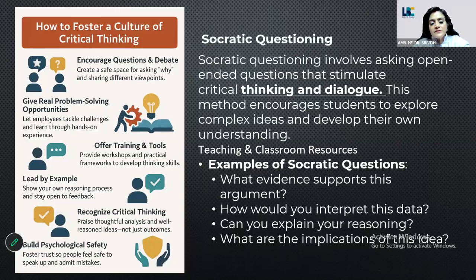Build psychological safety. If you remember the holistic intelligence that we were talking about: intellectual intelligence, emotional intelligence, and psychomotor intelligence as well. We have to work on all three perspectives so that we ensure psychological safety. For this, what is required is basically Socratic questioning. Socratic questioning involves open-ended questions. We have seen so many questions throughout this session that stimulate critical thinking and dialogue. This method encourages students to explore complex ideas and develop their own understanding.